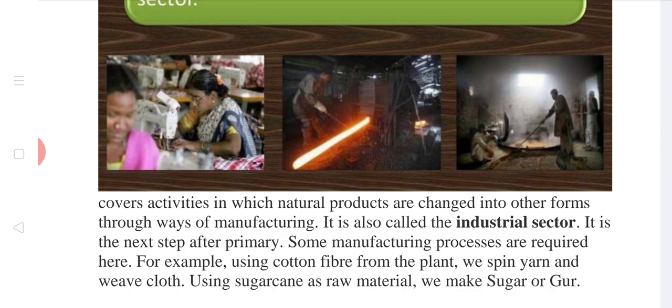For example, using cotton fiber from the plant, we spin yarn. We take cotton from the plant, then we spin it, make yarn, and weave clothes. Using sugar cane as raw material, we make sugar or gur. Sugar cane is converted into sugar, cotton is converted first into yarn, then cloth. This is what the secondary sector is.